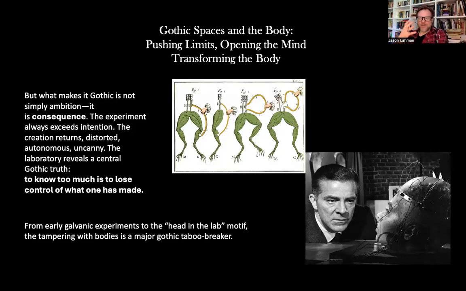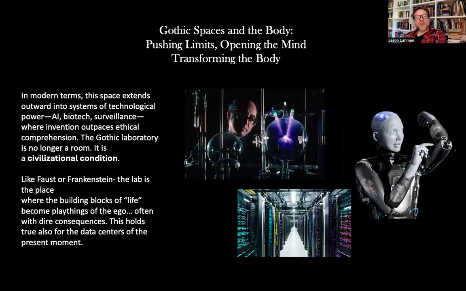That's the old Greek idea, of course, of hubris. It comes up a lot in the Western imagination. But in the Gothic period and then the neo-Gothic movement moving forward, it's central. It's so central, right? Particularly in stories of overreach. And then, of course, in our own time, if you think about how this space extends outward into systems like AI, biotech, mass surveillance, the Gothic laboratory is no longer just a secret chamber, right? It becomes a kind of civilizational condition.